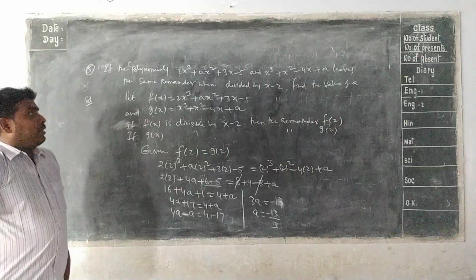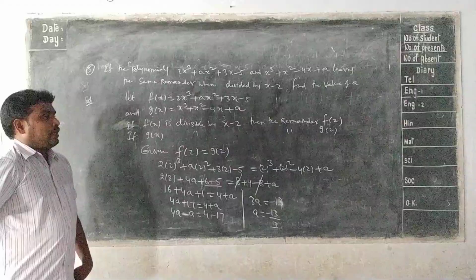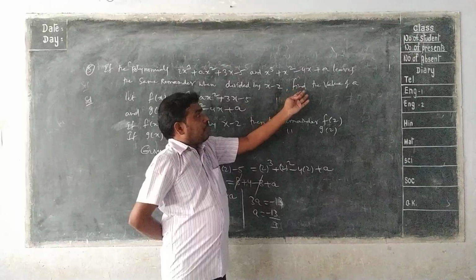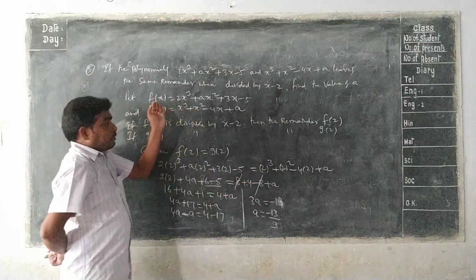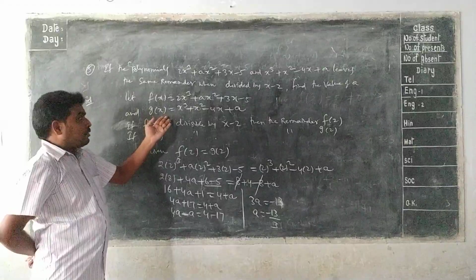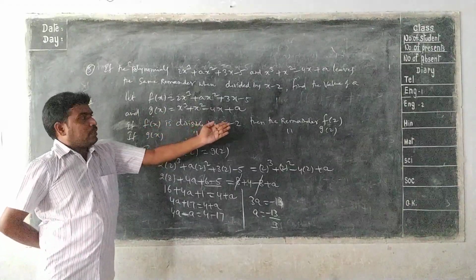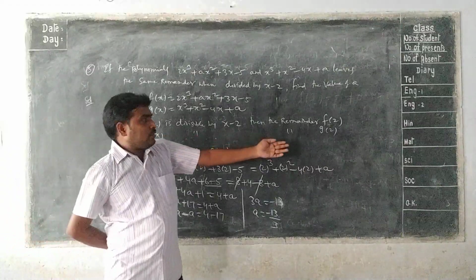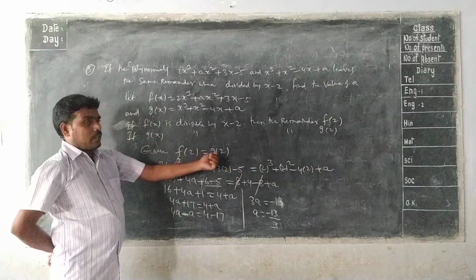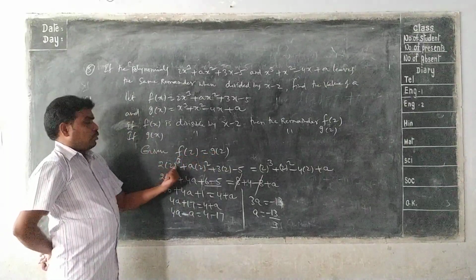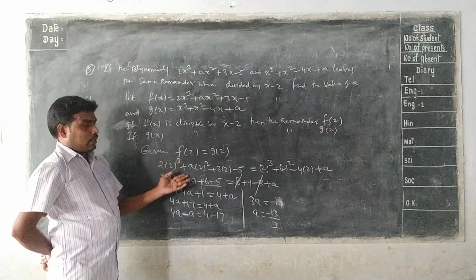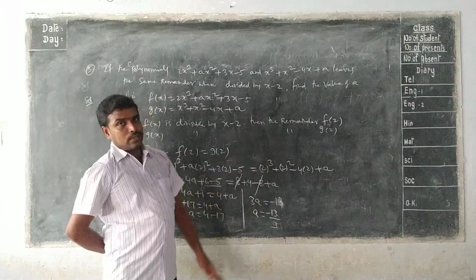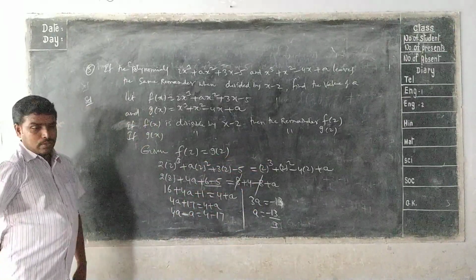So they gave two polynomials. When you are dividing those two polynomials with x minus 2, the remainders are the same. So we are assuming those two polynomials as f of x and g of x. If f of x is divided by x minus 2, the remainder is f of 2. g of x divided by x minus 2, remainder is g of 2. Given these two remainders are the same, when you are substituting those values here, we are getting a value as minus 13 by 3. So we are finding the value of a. So in this way you can do the fifth problem.